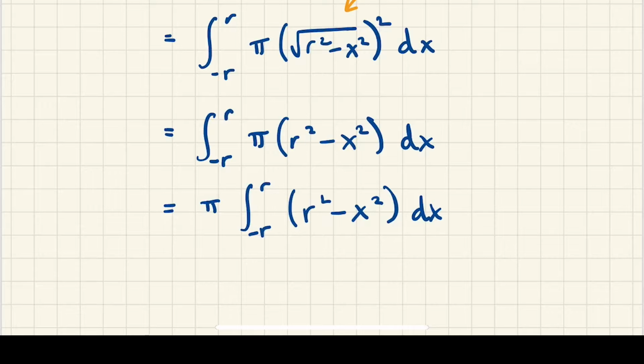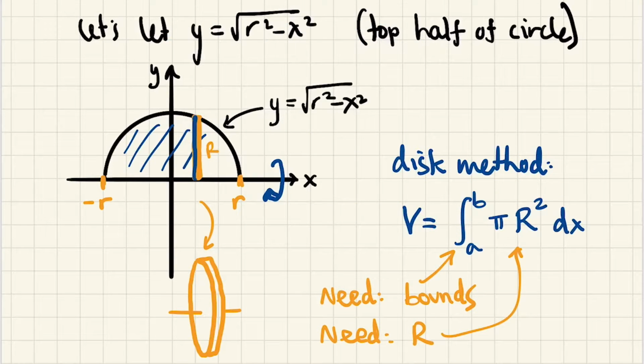Let's quickly notice something about this function. This function is an even function, which means it has symmetry about the y-axis. If you look at the graph, that means that instead of integrating from negative r to r, you could integrate from 0 to r and double your answer. And that's a nice property of even functions.